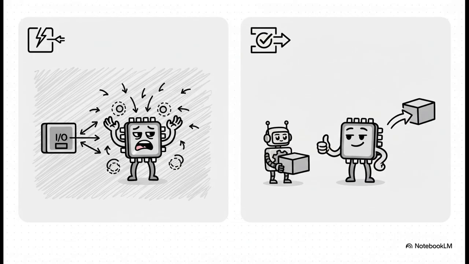So, let's just put it all side by side. With standard I/O, the CPU is basically a stressed-out micromanager, getting interrupted constantly for every little thing. With DMA, the CPU is a smart delegator. It gives one command and gets just one notification back when the entire job is finished.